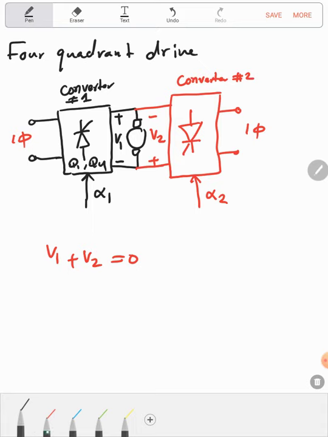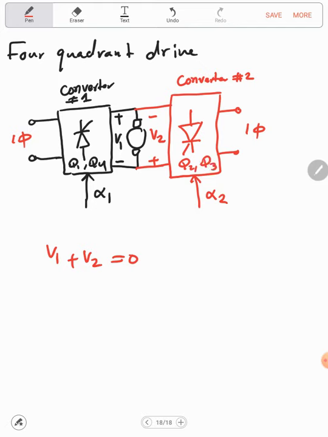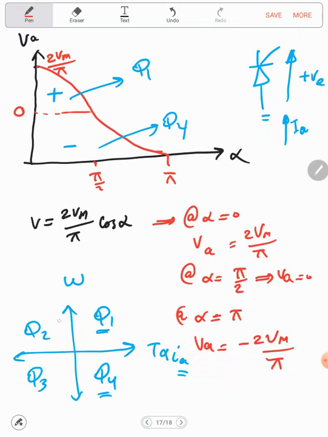while converter number 2 will support Q2 and Q3 operation. Why? Because the voltage can be positive or negative, but here the current is negative. So if we recall the torque speed characteristic, when the current is negative all the time, I end up working either in Q2 or Q3.